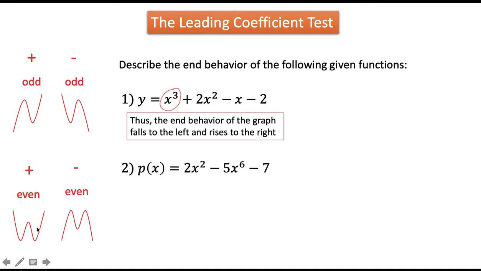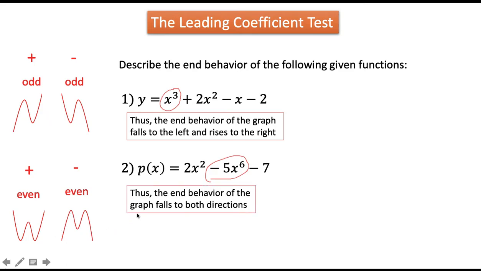In our given number 2, since it is not arranged in the standard form of a polynomial function, here we know that this is our leading term because it has the highest degree, which is 6. So we will be focusing here. Our leading coefficient of the leading term is negative, so it falls to the left. And since the degree is an even number, it means this is how the sketch of our graph looks like. Thus, the end behavior of the graph falls in both directions, and that is downward.